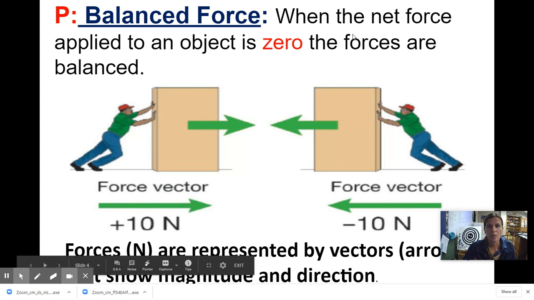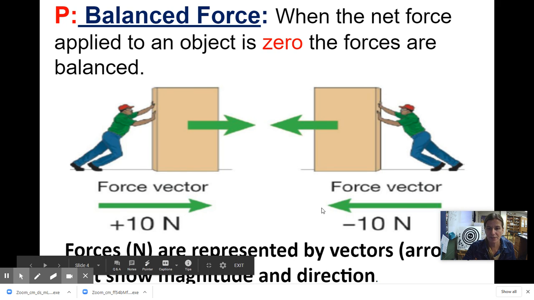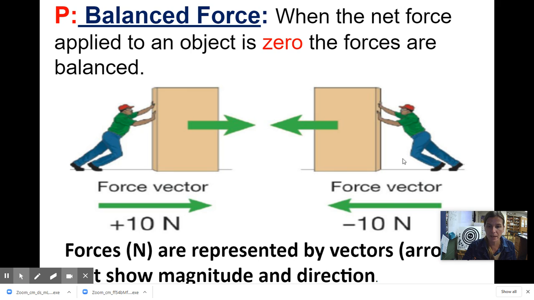Balanced forces. When the net force applied to an object is 0, the forces are balanced. So here you have a man pushing with 10 newtons of force to the right, and on this side a man is pushing 10 newtons of force to the left. They're both applying the same amount of force. They are in opposite directions, so you would subtract. 10 minus 10 is 0, so the net force being applied on the boxes is 0.